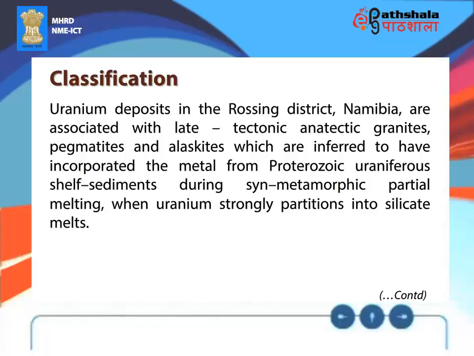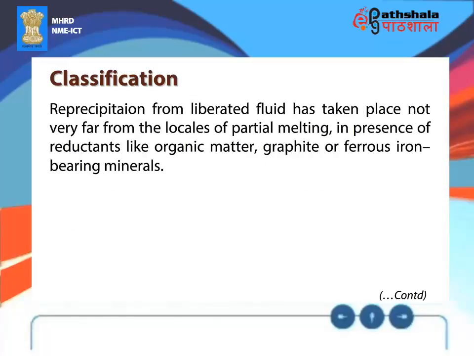Uranium deposits in the Rössing district, Namibia, are associated with late tectonic anatectic granites, pegmatites, and alaskites, which are inferred to have incorporated the metal from Proterozoic uraniferous shelf sediments during syn-metamorphic partial melting, when uranium strongly partitions into silicate melts. Reprecipitation from liberated fluid has taken place not very far from the locales of partial melting, in the presence of reductants like organic matter, graphite, or ferrous iron-bearing minerals.